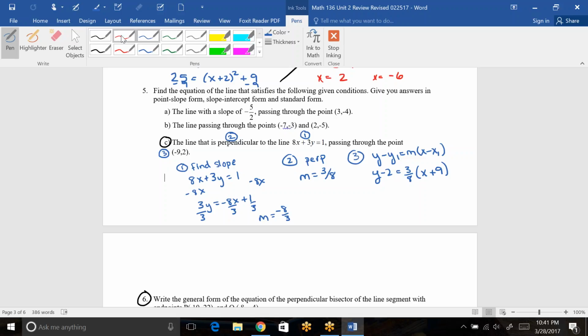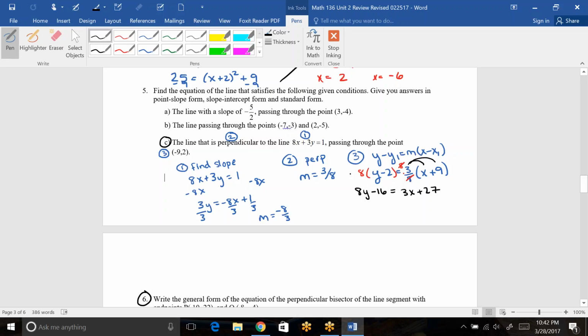I usually distribute the 8 to the other side by multiplying both sides by 8. That will cancel out that little denominator there. So this would be 8y minus 16, and then I still have to distribute that 3. That would be 3x plus 27. I need to write my answer both ways, slope intercept and standard.